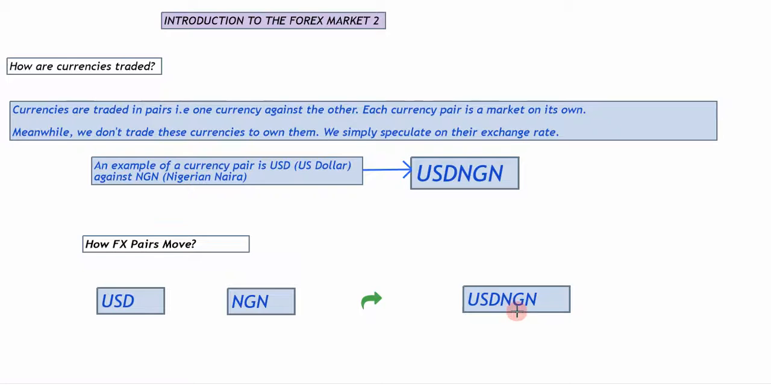So let me also mention that a currency pair is a market on its own. So that means that the forex market has so many markets which contain different currency pairs. So in the next video, we're going to talk more about currency pairs. We're going to look at the major currency pairs and the minor ones that are being traded in the market, and the pros and the cons of each of these currency pair types.